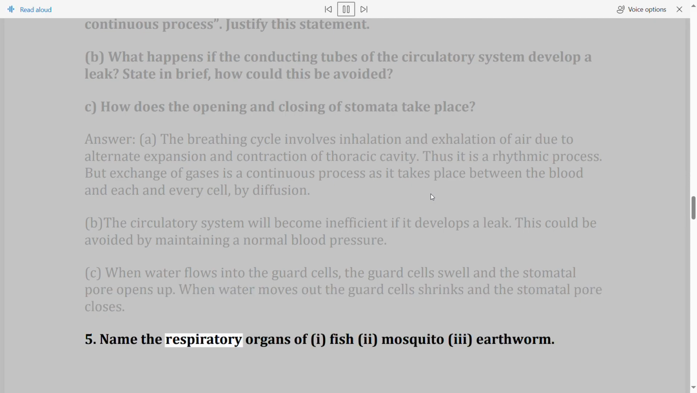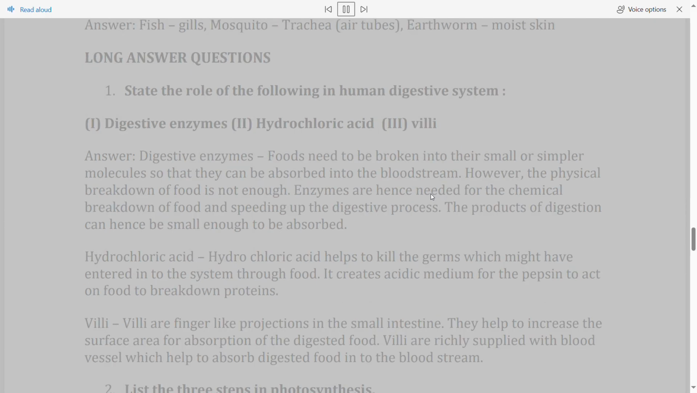5. Name the respiratory organs of 1. Fish, 2. Mosquito, 3. Earthworm. Answer. Fish: gills. Mosquito: trachea, air tubes. Earthworm: moist skin. Long answer questions. 1. State the role of the following in the human digestive system. 1. Digestive enzymes, 2. Hydrochloric acid, 3. Villi.